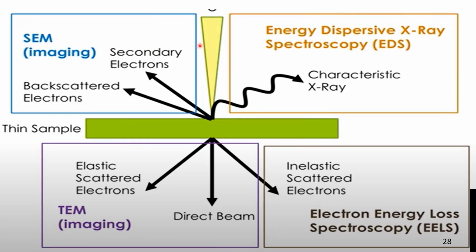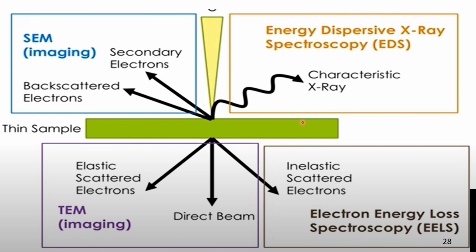In this slide, we see the interaction of electrons with the thin sample, elastically in TEM imaging and inelastically in EELS, electron energy loss spectroscopy. In STEM, electron energy loss spectroscopy can be used for spectroscopically mapping the sample at atomic resolution.